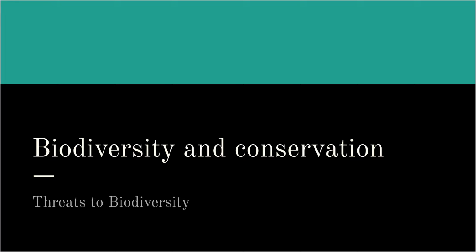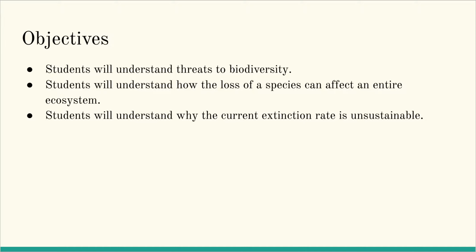This lesson is titled Biodiversity and Conservation, but here we're going to focus more on threats to biodiversity. So what are the objectives of this lesson? Students should be able to understand the threats to biodiversity. Students will understand how the loss of a species can affect an entire ecosystem. And students will also be able to understand why the current extinction rate is unsustainable.